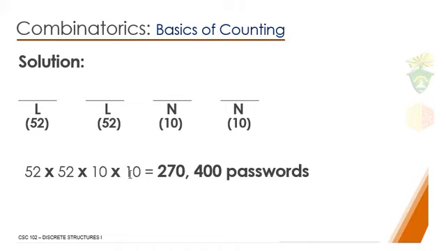So by product rule, you just have to multiply the four numbers. So we have a total of 270,400 possible passwords. So by brute force, if you are to make a program in C to determine the possible passwords, you will have to expect 270k plus passwords.